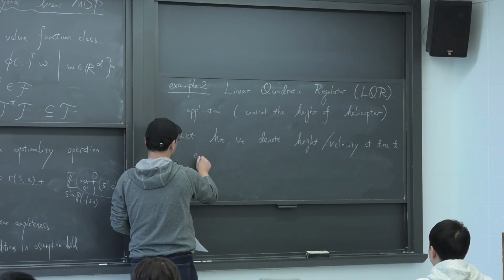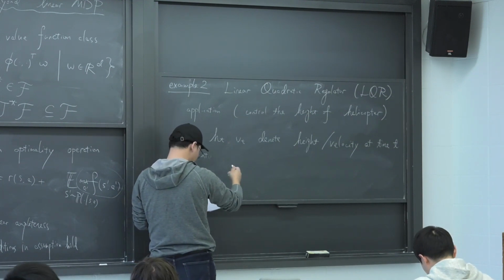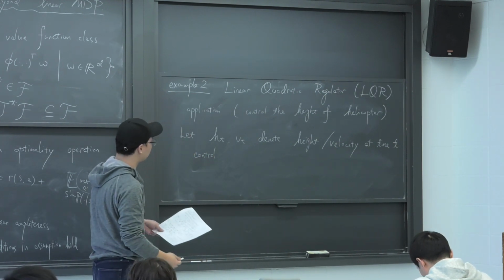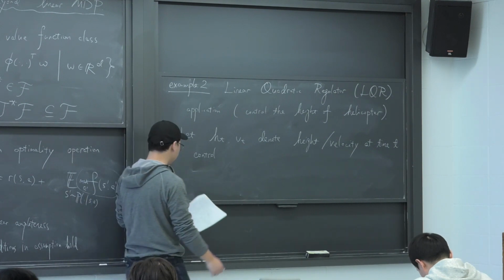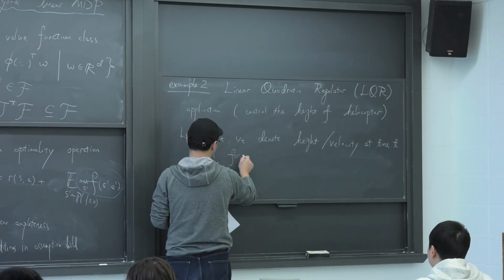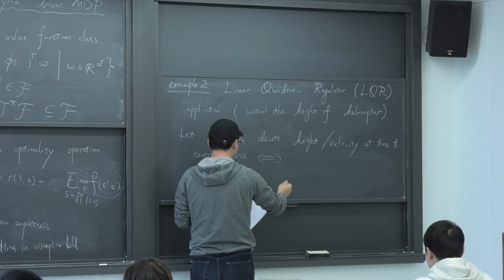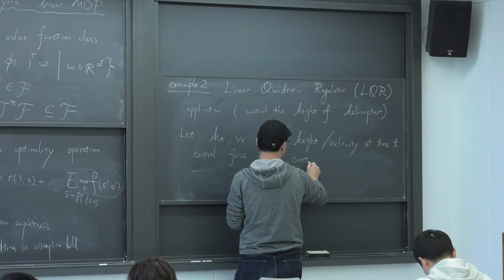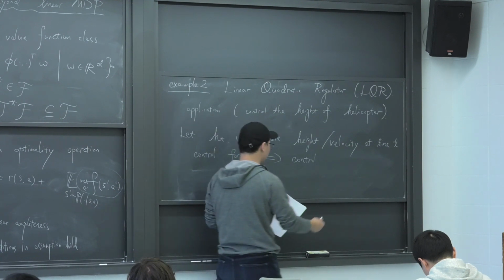So we need to calculate how much force we need to add to the helicopter to either raise the height or reduce the height. In that case, controlling the force is essentially equivalent to controlling the acceleration. Because by Newton's second law, force is directly related to acceleration when mass is fixed.